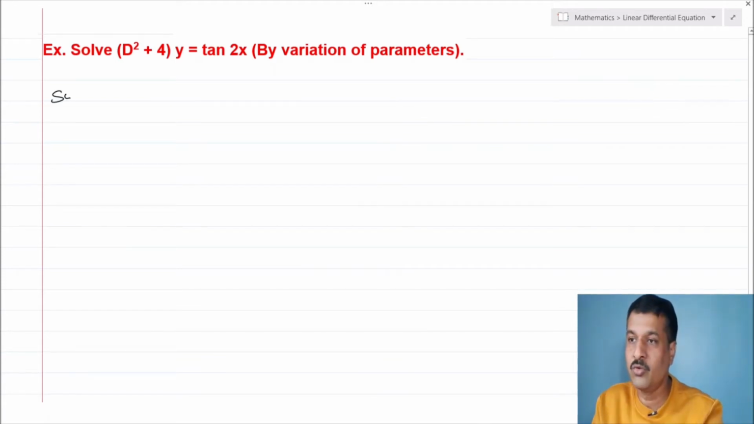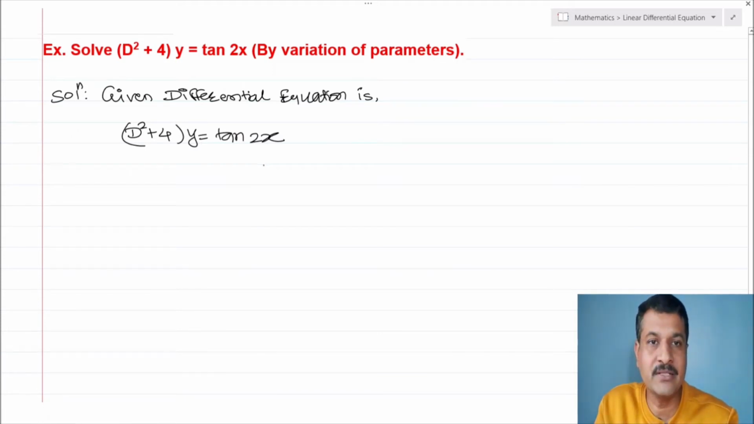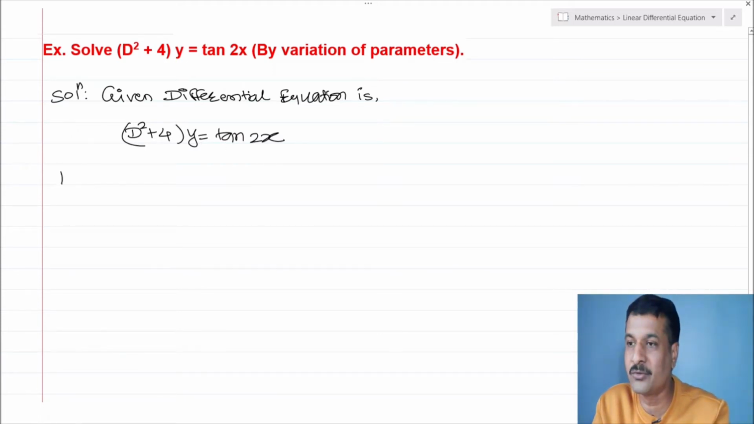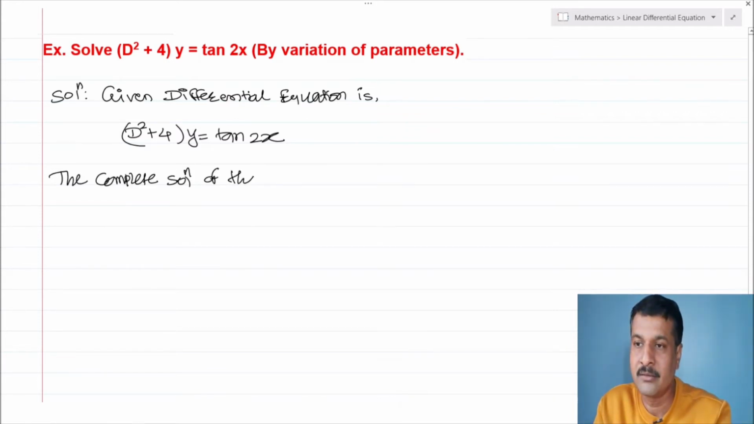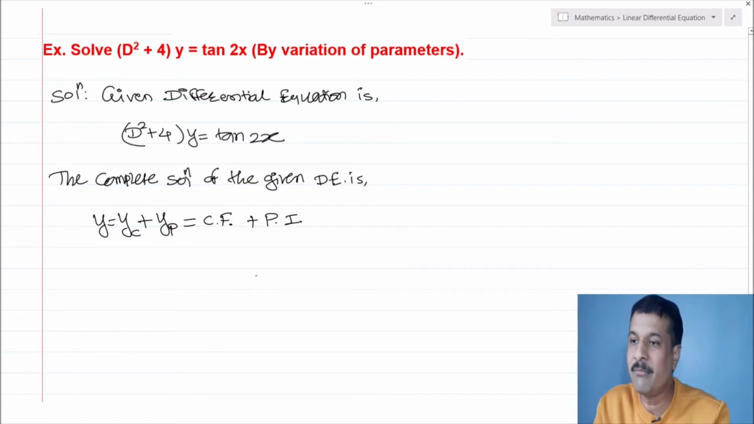So the solution: the given differential equation is (D square plus 4) operating on y equal to tan 2x. The solution of this differential equation has two parts. So the general solution, or you can say the complete solution, of the given differential equation is y equal to yc plus yp. Yc means complementary function and yp means particular integral, CF plus PI. So one by one we have to find them. First part, CF, step number 1, complementary function.